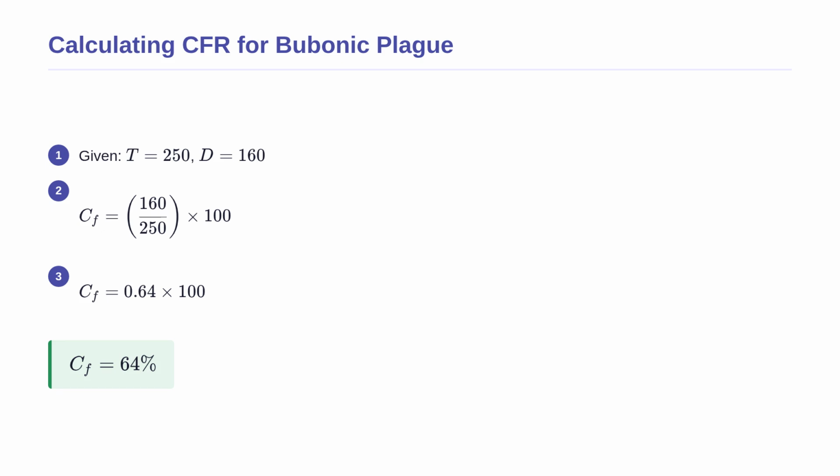Dividing these gives 0.64. Multiplying by 100 shifts the decimal, giving us a final answer of 64%. Physically, this means that without modern medicine, nearly 2/3 of everyone infected died, proving that preventing the flea bite is far better than trying to survive the infection.